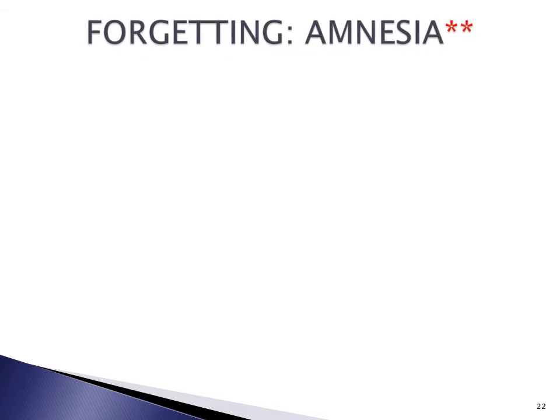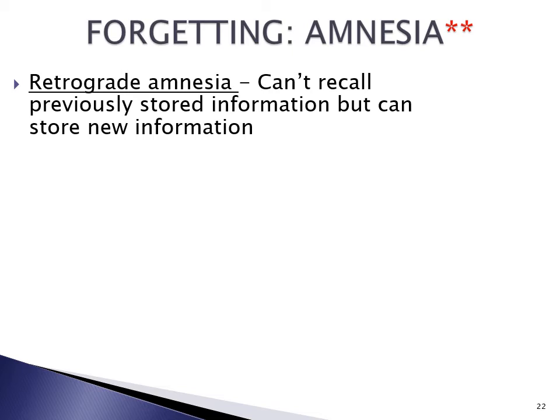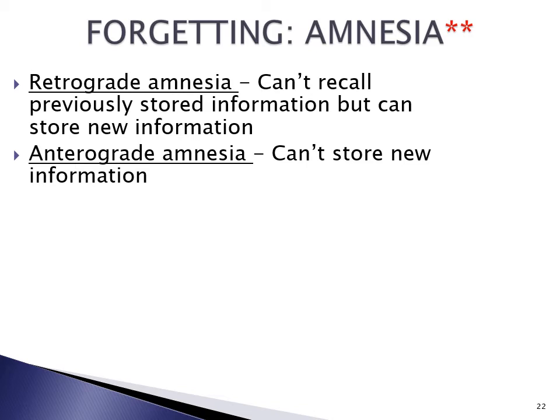All right, we're going to talk now about forgetting things. So, amnesia. Retrograde amnesia is when you can't recall previously stored information, but you can store new information. That's really common with concussion, for example. People can't remember what happened, but there's no issue storing new information. Then there's anterograde amnesia. That's when you can't store any new information.